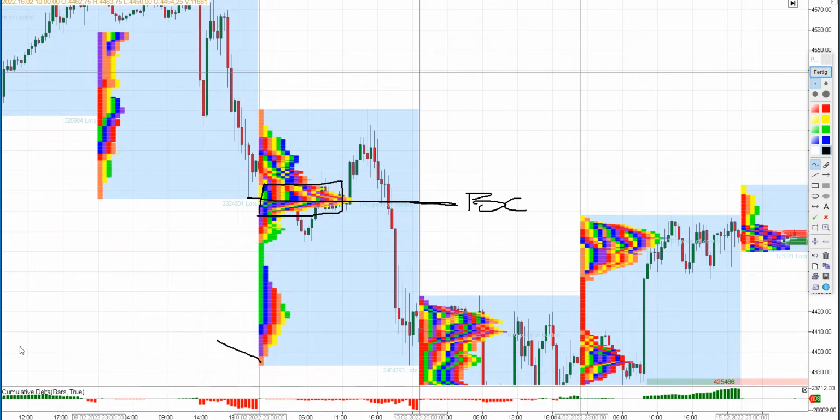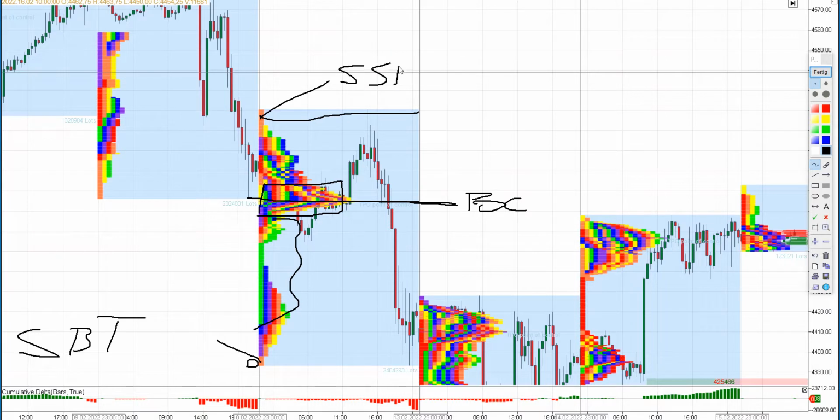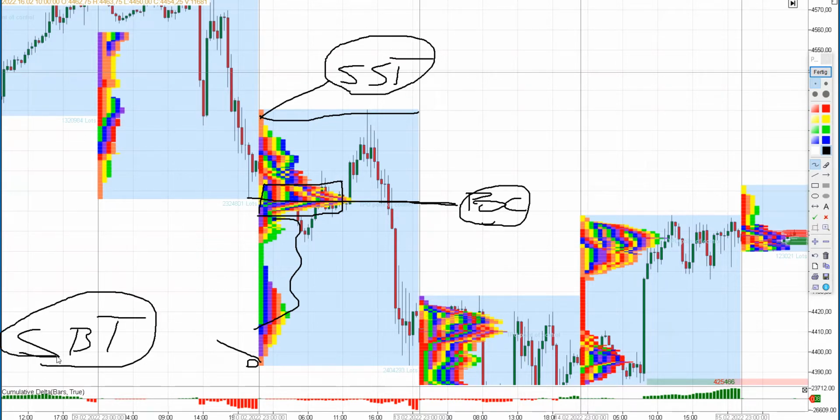We got this one here. It's called single print buying tail. I hope you understand the single print buying tail. Why? Because it's a single print, and some people say, okay, if you got a single print and there's no volume in this area, we can use it as a buying tail. Or also we have here the single print selling tail. So we have the POC, single print selling tail, single print buying tail.